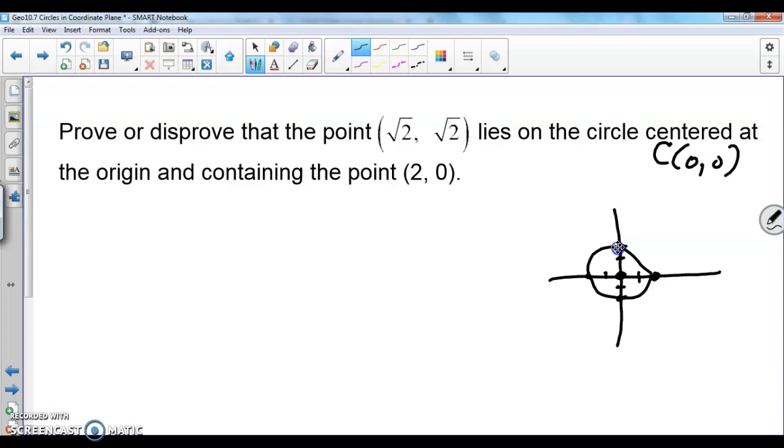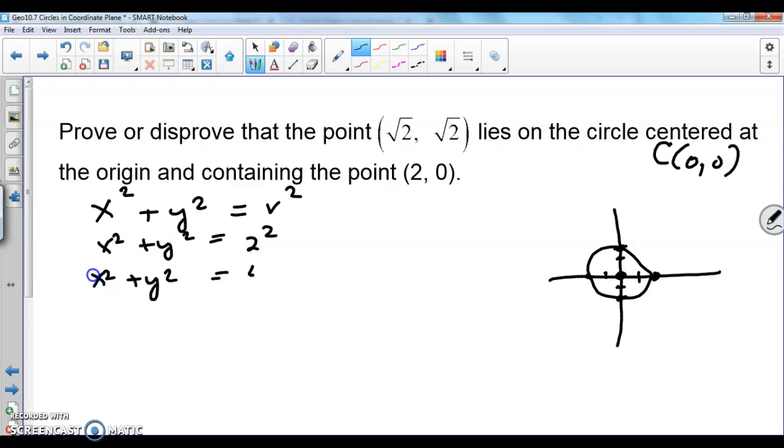Anyway, so if we're going to write down the equation, it's x squared. Now, why is there no x minus h? Well, because the center is 0, 0. So x squared plus y squared is equal to r squared. We already know what r is. We figured out that r is equal to 2. So that's 2 squared, which is 4.